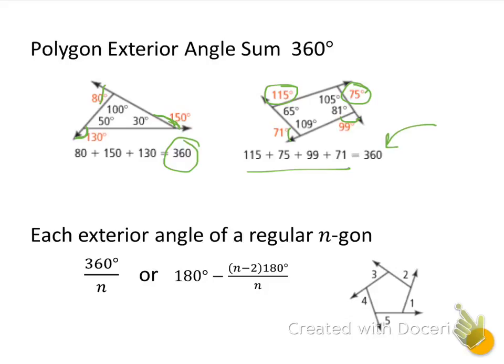And last but not least, each exterior angle of a regular n-gon, so any number, but it has to be a regular one, so it has to be equilateral and equiangular. If you take 360 degrees divided by however many sides it has, you should get the degrees of the exterior angle, since we're talking about exterior, of the regular n-gon. So make sure you write these equations down.